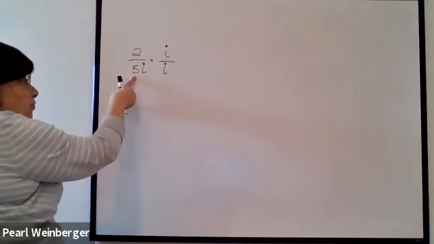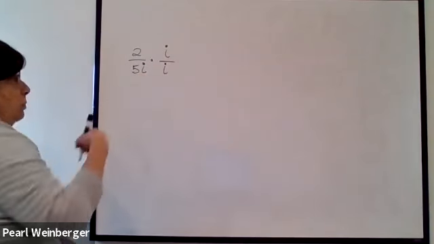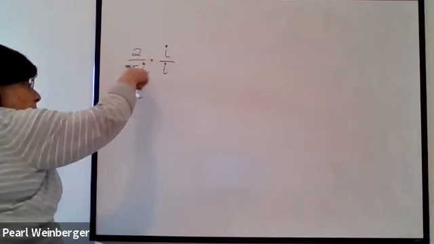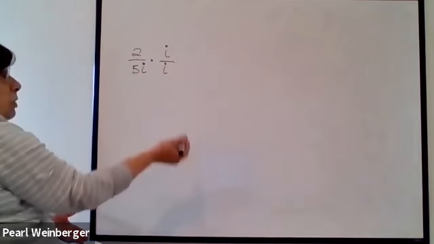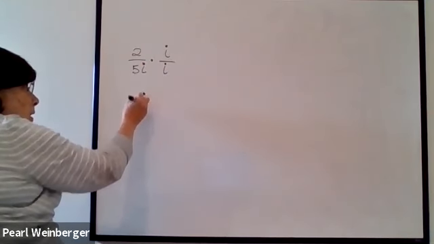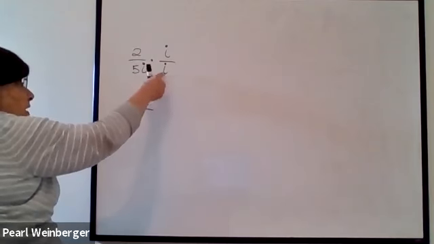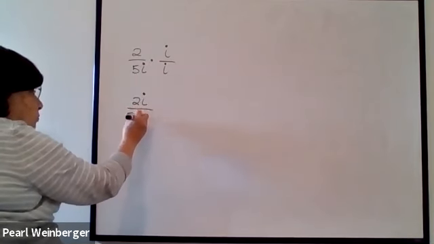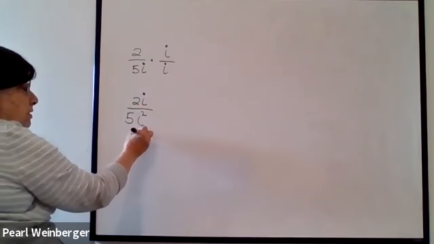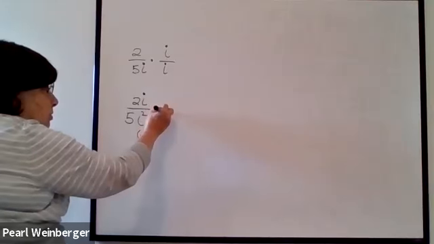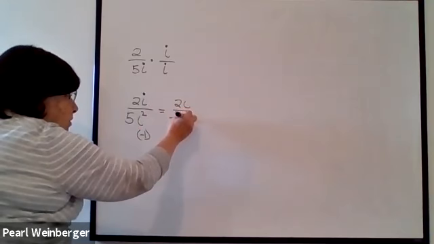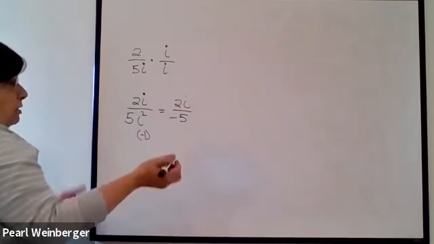You don't have to multiply by 5. The 5 is not a problem. It's the i that's a problem. So just multiply by i on top and on bottom. Of course, you're just multiplying by 1. So your numerator becomes 2i, and your denominator becomes 5i times i, which is 5i squared. And again, now that we have this i squared, we can replace it with -1. So this becomes 2i over -5, because 5 times -1 is -5.